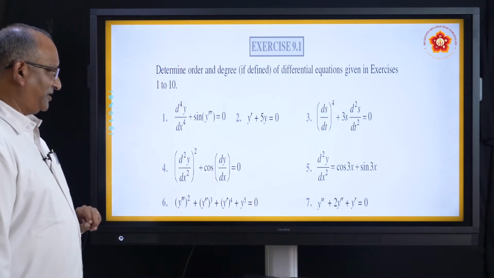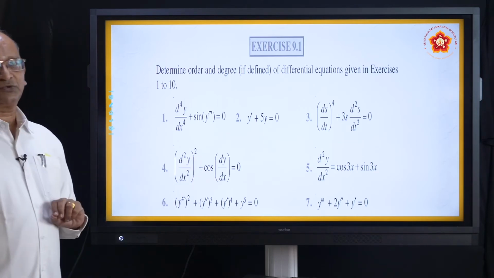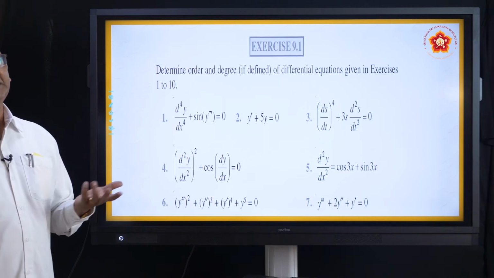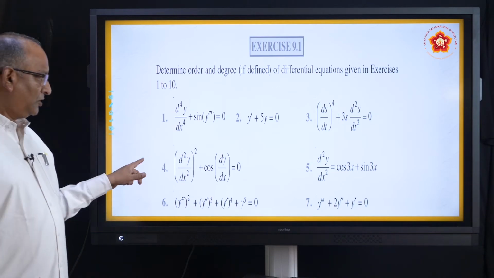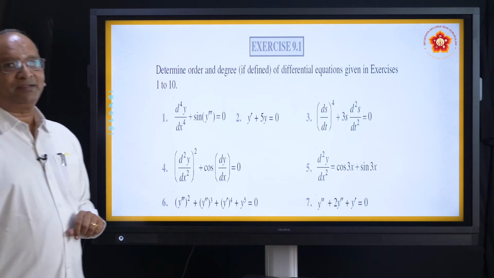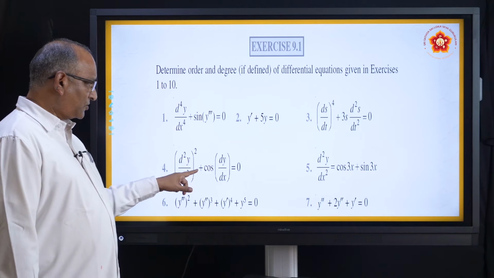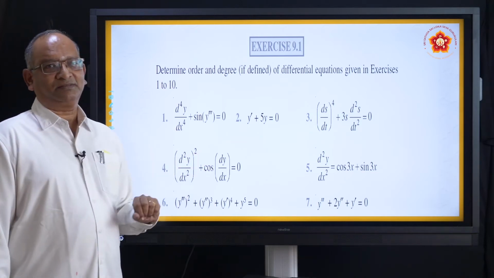Look at the fourth equation. Here we have dy by dx, here we have d2y by dx square. So what is its order? Highest is second order. So order of this equation is 2. What about degree? When we come to degree, we find that there is cos of dy by dx.